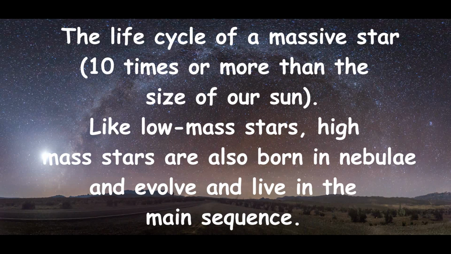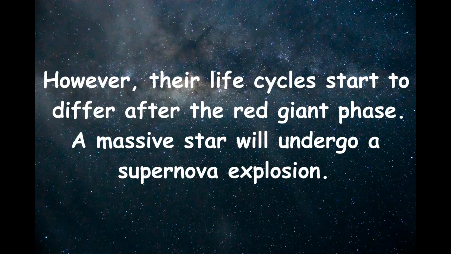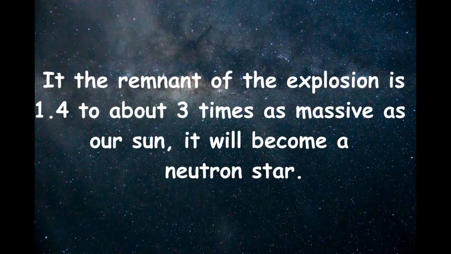The life cycle of a massive star, 10 times or more the size of our Sun. Like low-mass stars, high-mass stars are also born in nebulae and evolve and live in the main sequence. However, their life cycles start to differ after the red giant phase. A massive star will undergo a supernova explosion. If the remnant of the explosion is 1.4 to about 3 times as massive as our Sun, it will become a neutron star.